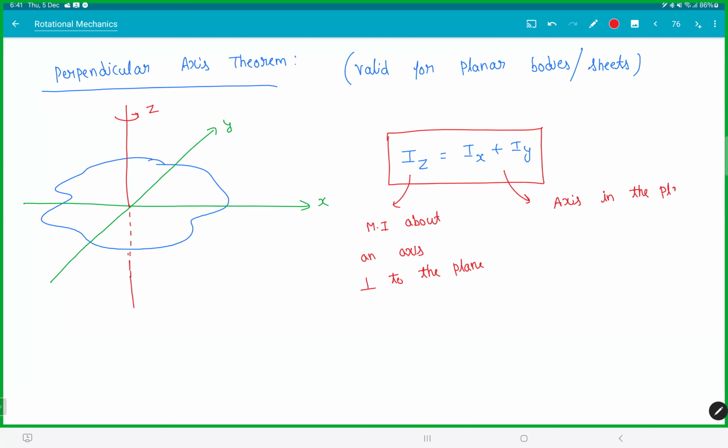That is the thing. You cannot take any axis as whatever you want. Ix plus Iy must be in the plane. Iz must be perpendicular to the plane. So the statement goes like this. The moment of inertia about an axis perpendicular to the plane is equal to the sum of the moment of inertia of the two axes in the plane. And all three axes must pass through the same point. All axes must intersect and must be mutually perpendicular.